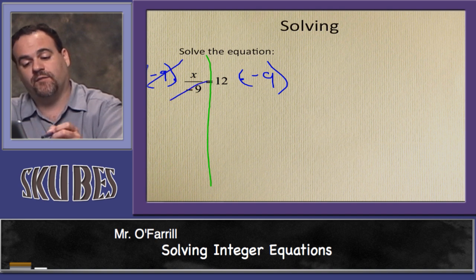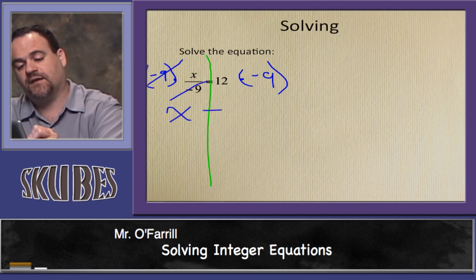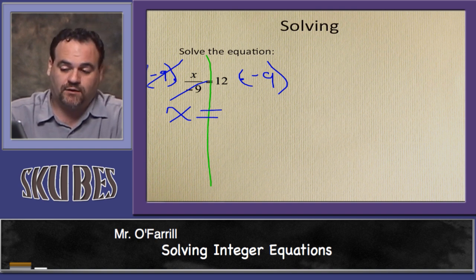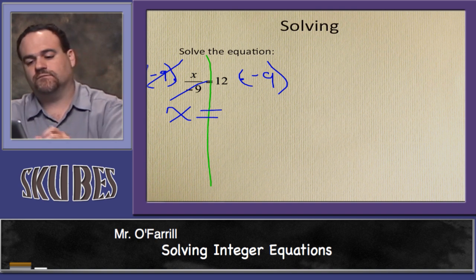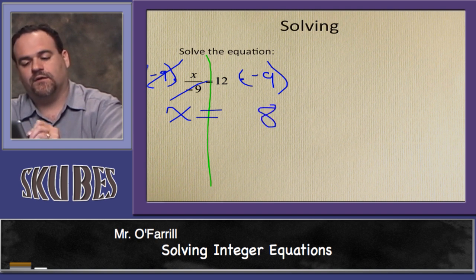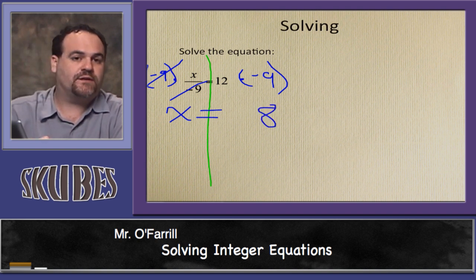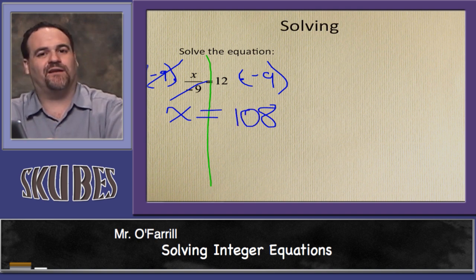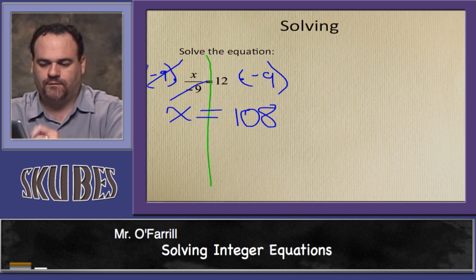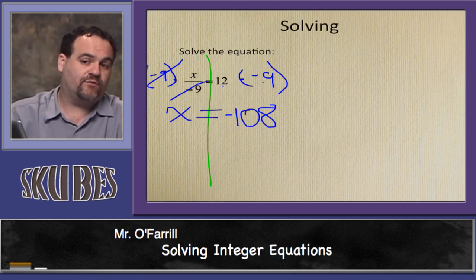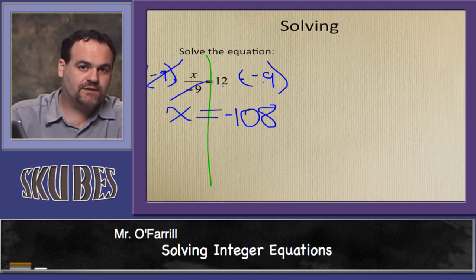The 9s eliminate each other, giving us x equals negative 9 times 12. Well, let's see, 9 times 2 is 18. Carry that 1. 9 times 1 is 9, plus 1 is 10. 108. That's the answer, isn't it? No. Remember the rule. Negative times positive. Negative 108. I believe that's the answer.